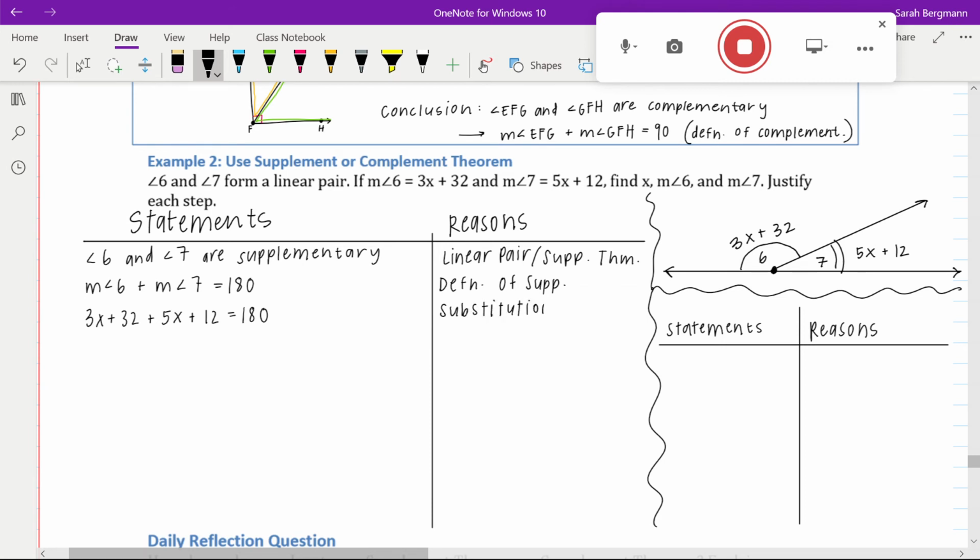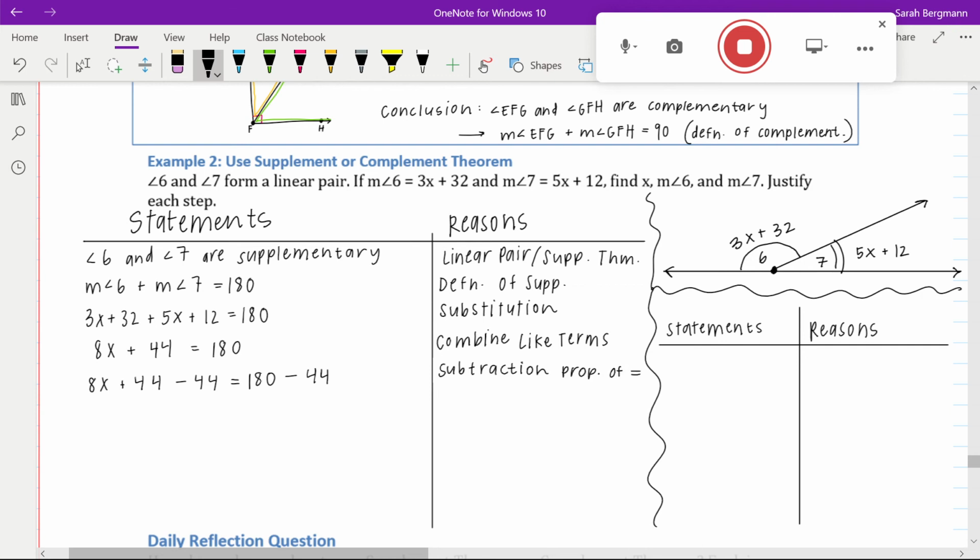In order to solve this equation, the first thing I will do is combine like terms. So I'll get 8x plus 44 equals 180. Next, to get x by itself, the first step is to subtract 44 on both sides. Subtracting the same number on both sides is known as the subtraction property of equality. This will simplify to 8x equals 136.